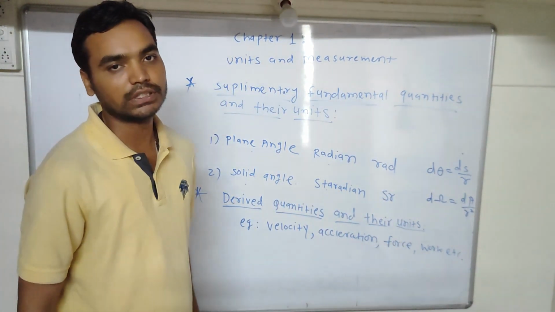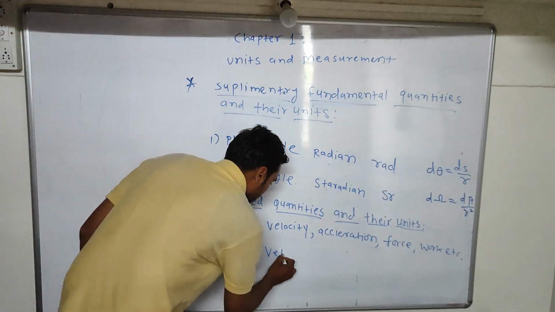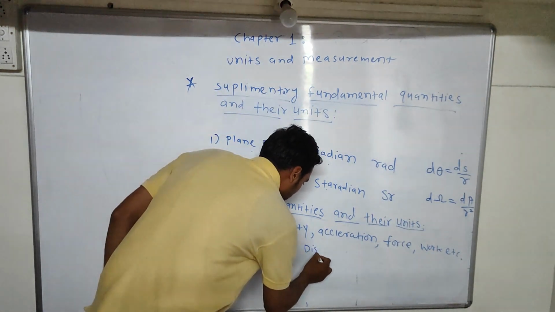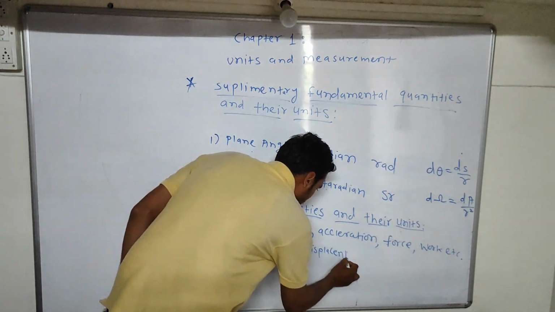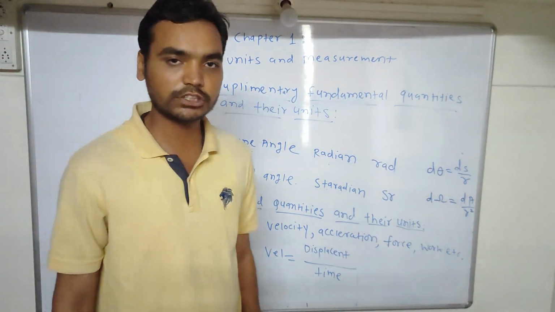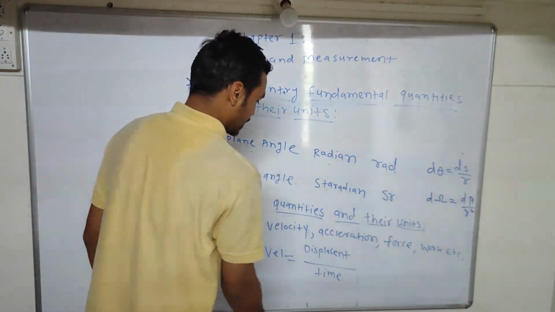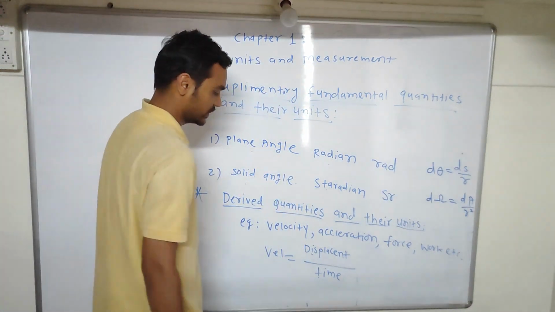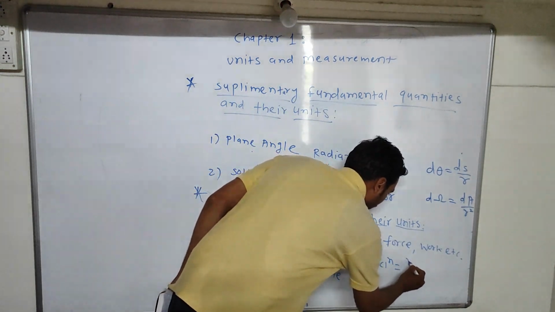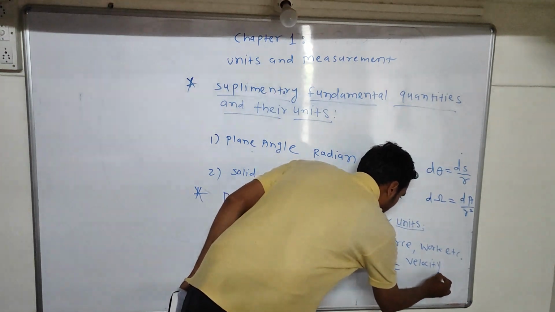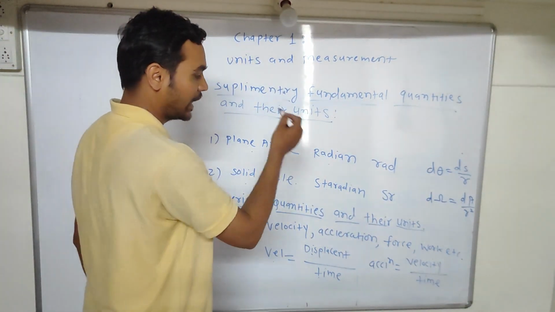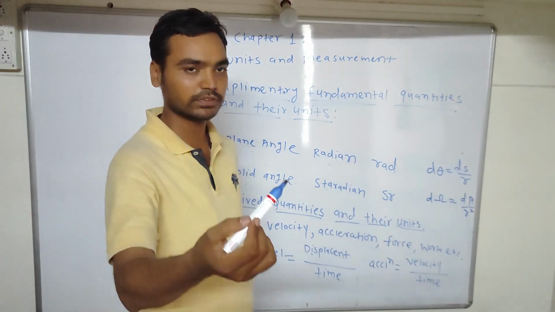Derived from other physical quantities. Suppose velocity. What is the formula for the velocity? Velocity is equal to displacement divided by time. Then it is derived from displacement and time. Then acceleration is derived from the velocity divided by time. Then force is equal to mass into acceleration, work is force into displacement.